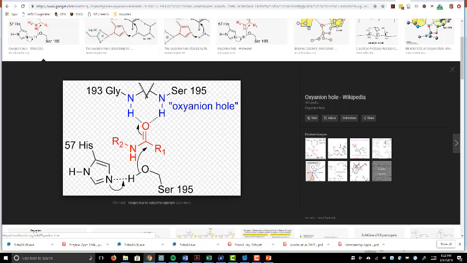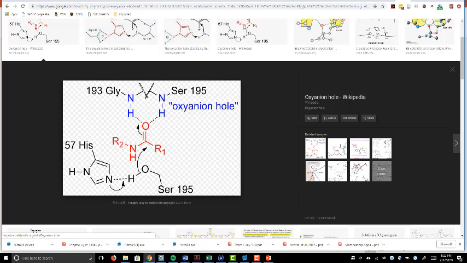That's the oxyanion hole. So it's happening the whole time. It's just I drew it in on the first step. It doesn't go away. I just didn't want to draw in the oxyanion hole for every single step. I just drew it in once.